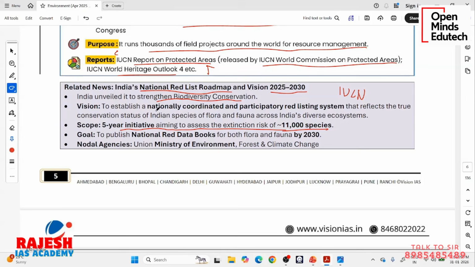The vision is to establish a nationally coordinated and participatory red listing system that reflects the true conservation status of Indian species of flora and fauna across India's diverse ecosystems. The goal is to publish national red data books for both flora and fauna by 2030. Who is the nodal agency? It is the Union Ministry of Environment, Forest and Climate Change. They will coordinate all the activities.